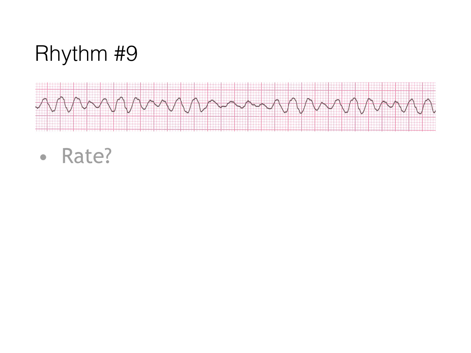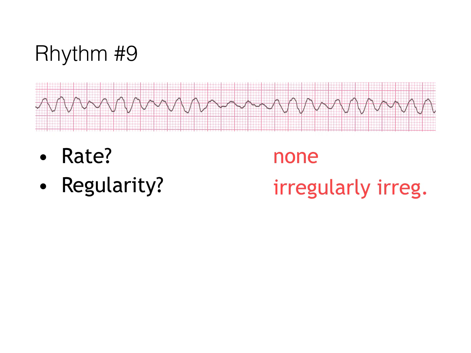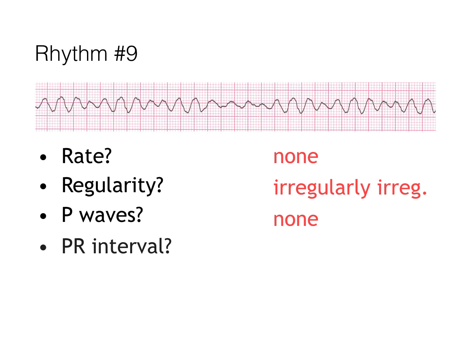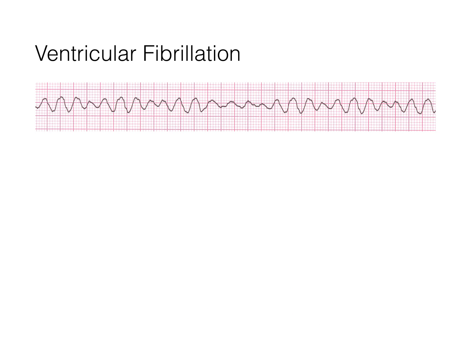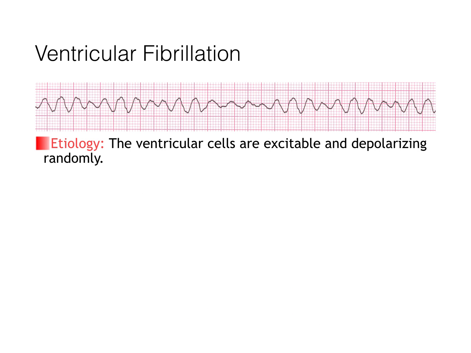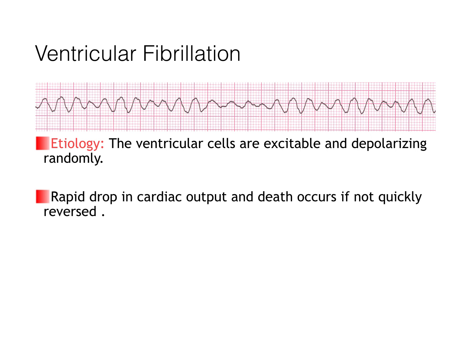In this strip, we cannot calculate the rate or regularity. This is totally irregularly irregular. There are no P waves, no PR interval. What about QRS duration? It is wide, if we can recognize the QRS duration. So the interpretation is ventricular fibrillation. The ventricular cells are excitable and depolarizing randomly, so there is a rapid drop in the cardiac output and death can occur if not quickly reversed.